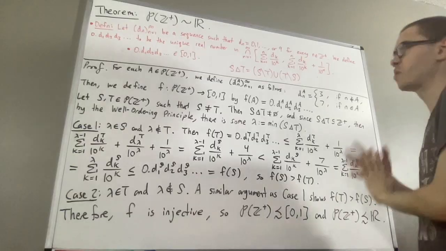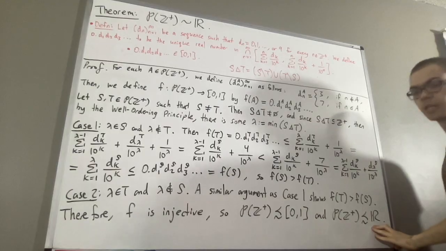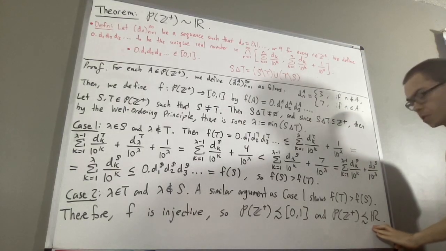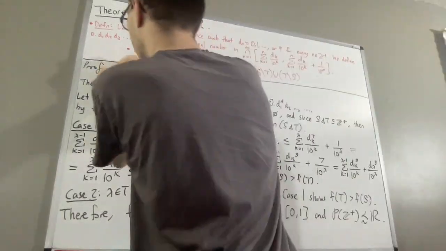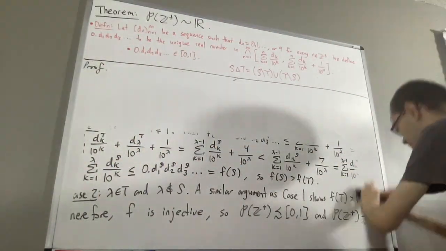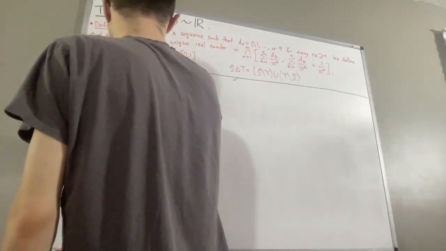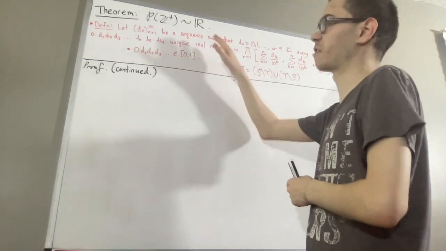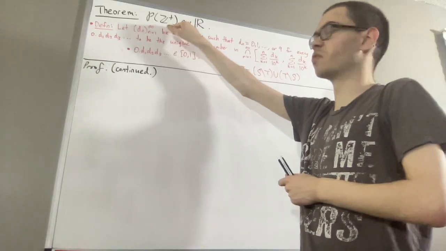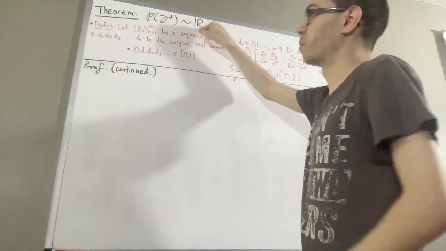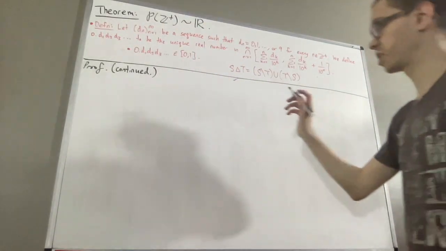So, we have shown that there exists an injective function from the power set of the positive integers to the real numbers. Now we're going to show there exists an injective function from the real numbers to the power set of the positive integers. Now, to show that, we're first going to show that there exists an injective function from the real numbers to the power set of the rational numbers. And we define that function as follows.